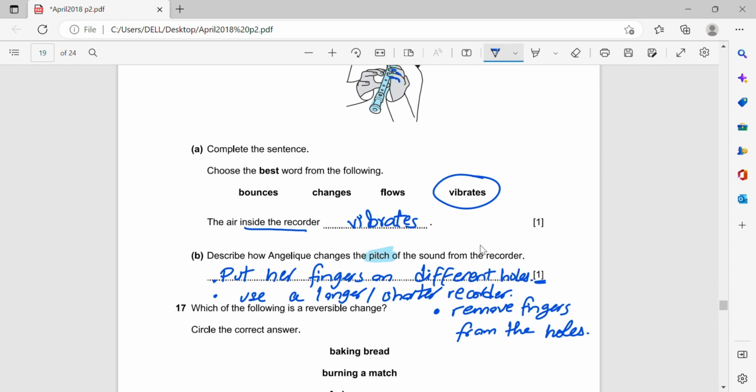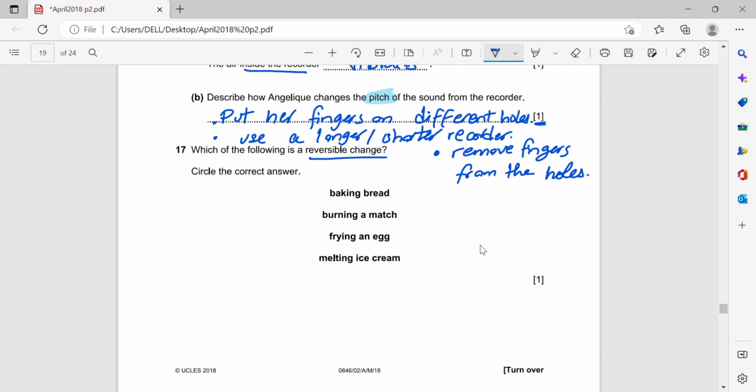Okay. Which of the following is a reversible change? Circle the correct answer. مين من دول هنعمل circle reversible. Reversible يعني you can get the starting material back. Baking bread لو احنا خبزنا bread can you get the flour back مثلا؟ ولا burning a match ولا frying an egg you fried an egg can you get the raw egg again؟ لا. ايه هي الصح؟ الإجابة الصح melting ice cream. يبقى لأن melting ice cream ممكن أرجعه تاني into solid ice cream. okay. يبقى دي الوحيدة reversible change.